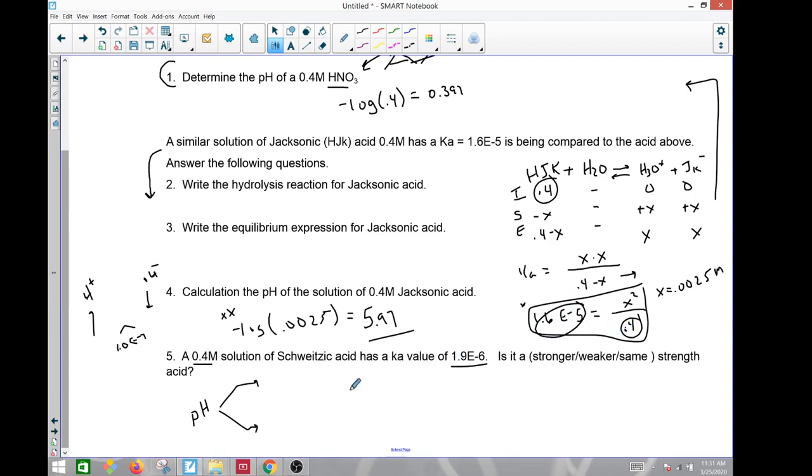The concentration is one thing we need, but the other thing we need is the Ka value, and that is referred to as the strength. That's kind of like how product-favored we are, what fraction we actually get. So this is a pretty simple question: is this Ka bigger or smaller than this Ka? Because negative 6 is smaller than negative 5, this is a weaker acid.